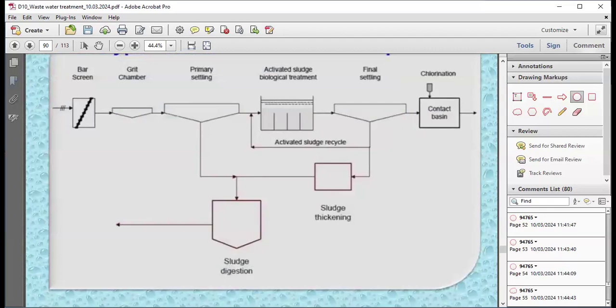What's the meaning of digestion? Sludge digestion, like our food digestion. The same meaning. The processes are different. Food digestion is in our stomach.